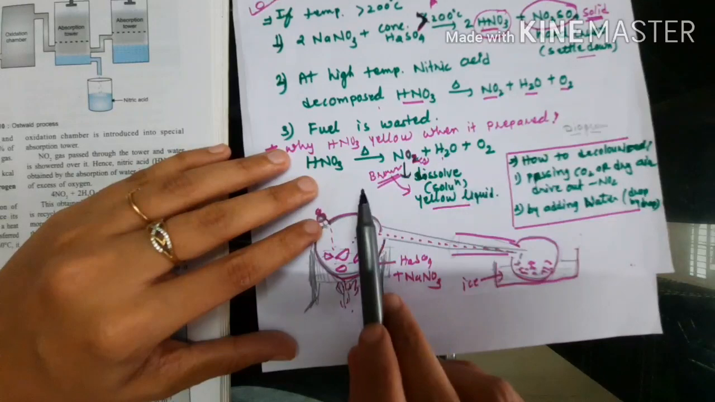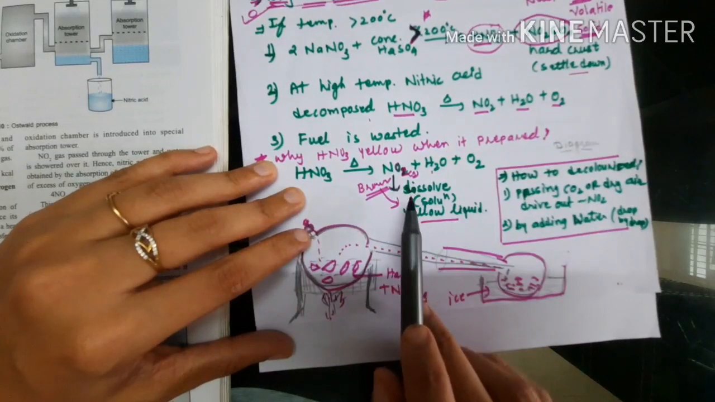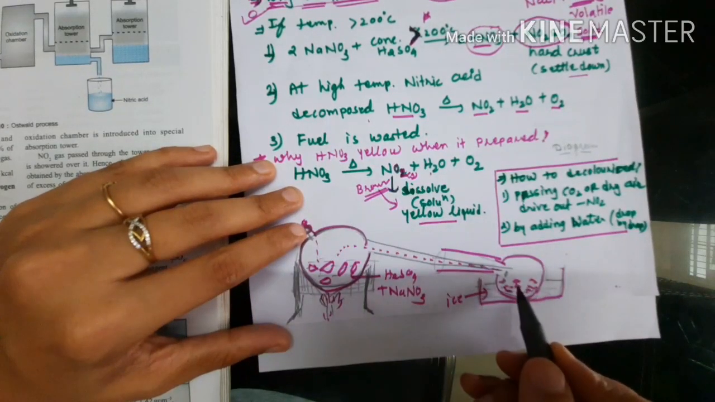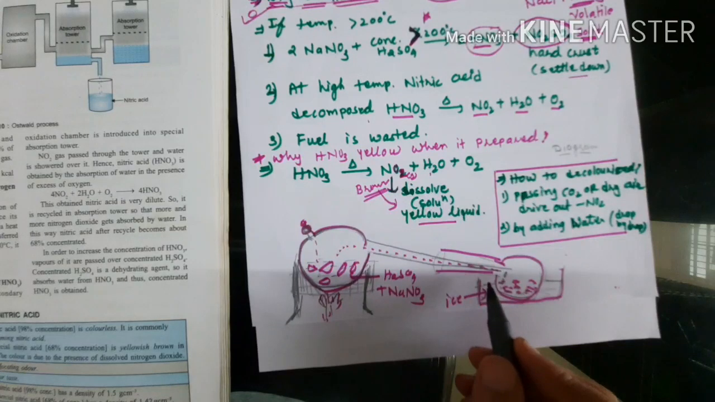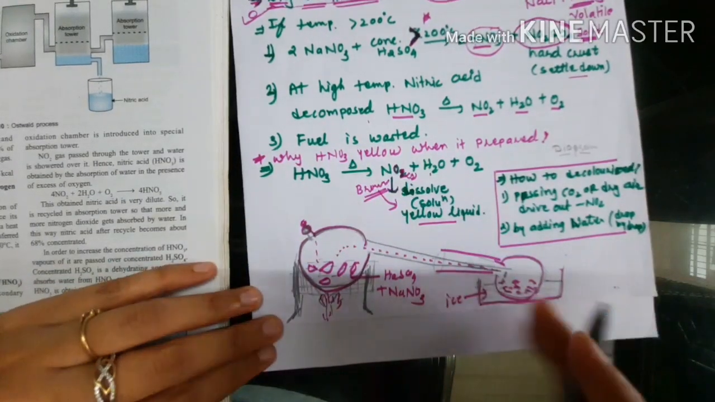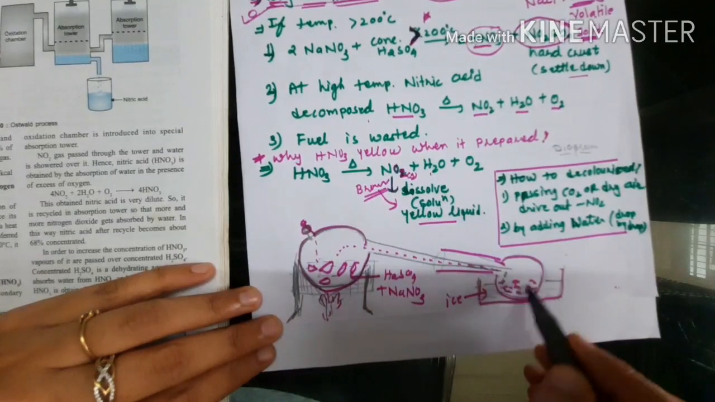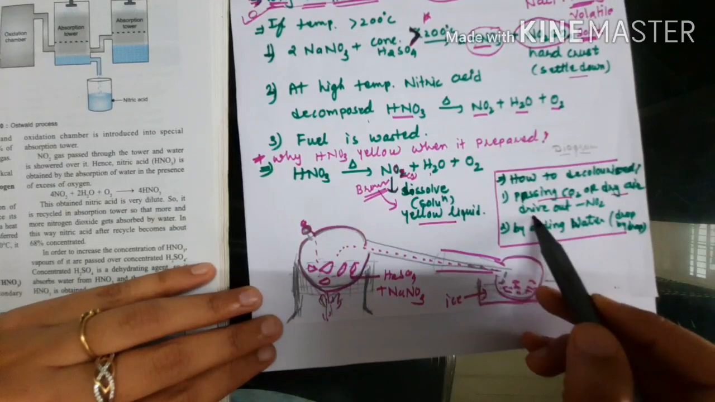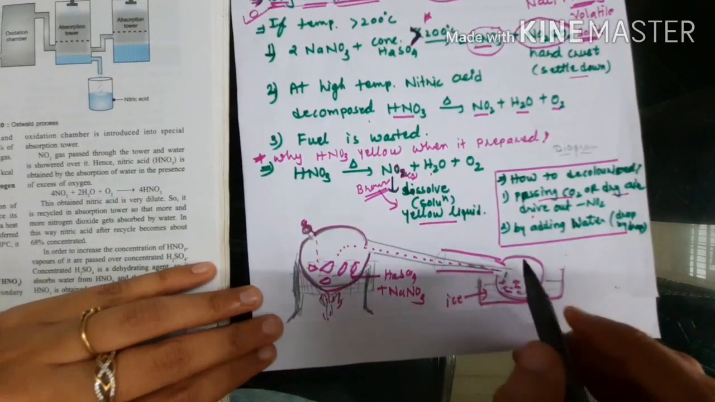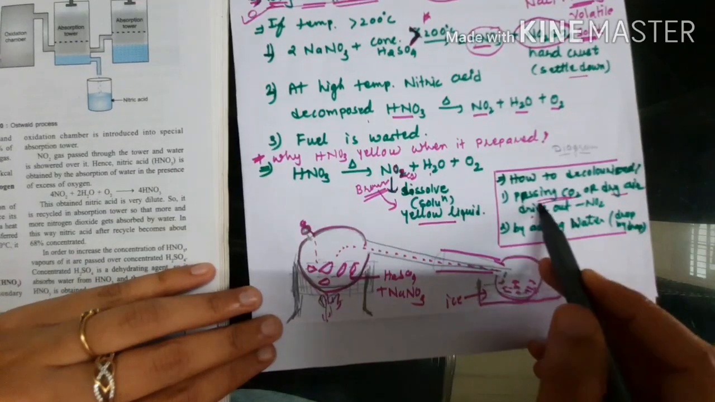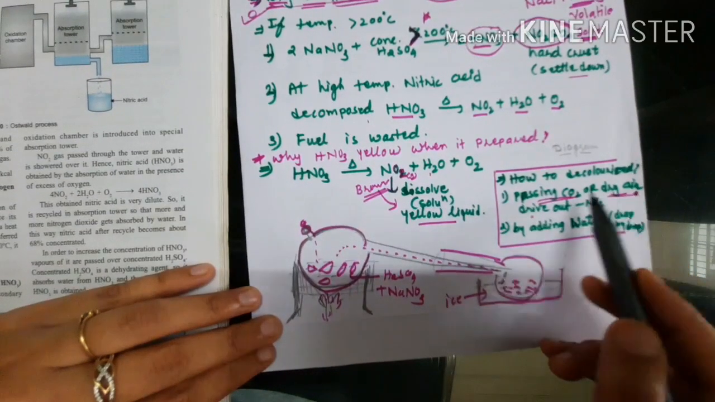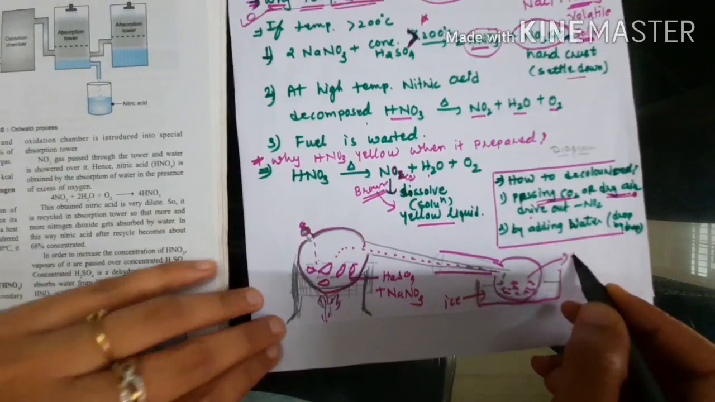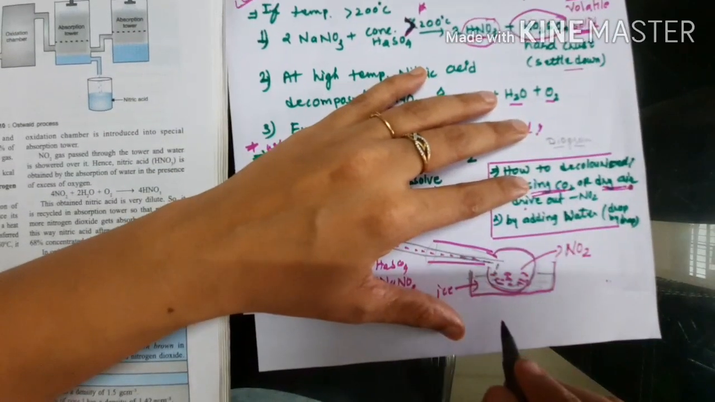So why is it yellow in color? Because of this decomposition reaction. Got it? Now how can we decolorize this solution? For decolorization, we first collect this solution and pass carbon dioxide or dry air into it. When we pass carbon dioxide or dry air through this, it drives out the nitrogen dioxide gas, NO2 gas, it will dry out.